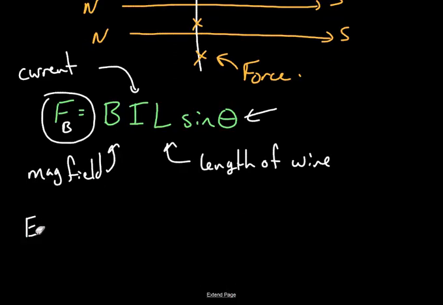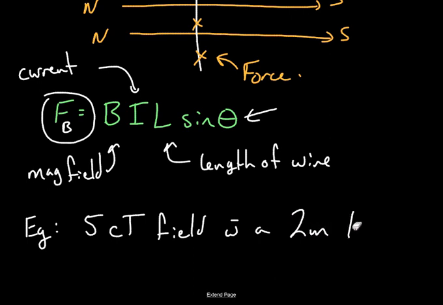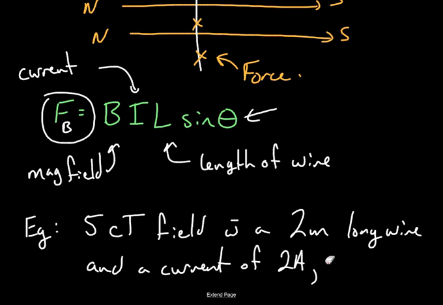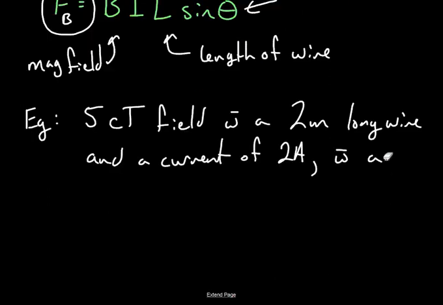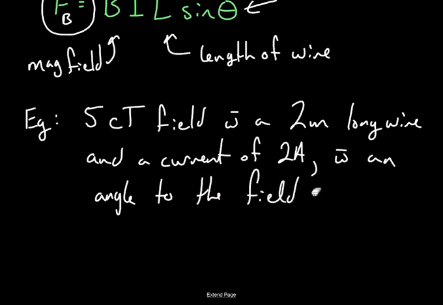So for example, imagine we have a 5 centitesla field with a 2 meter long wire and a current, 2 amps going through it, with an angle to the field of 45 degrees. Find F_B, the force on the wire.